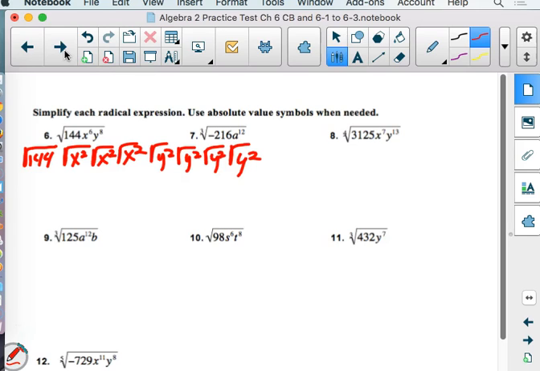And in the end, some people said, well, can't you just divide? So if you remember the shortcut, and you want to do that, and just realize this is a little 2 out here, and divide, you can do that. But the square root of 144 is 12, and we'll have x times x times x, which is x to the 3rd, and y times y times y times y, y to the 4th.